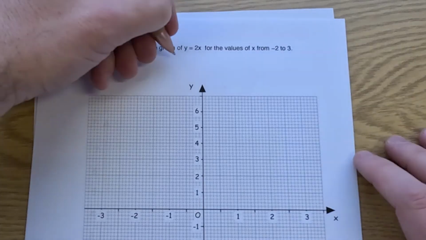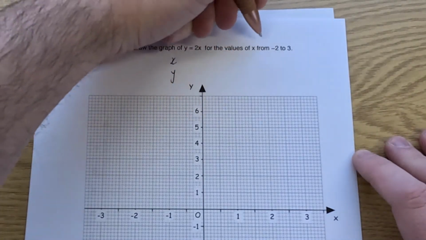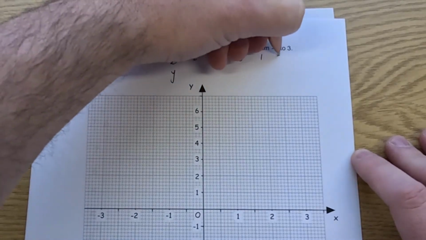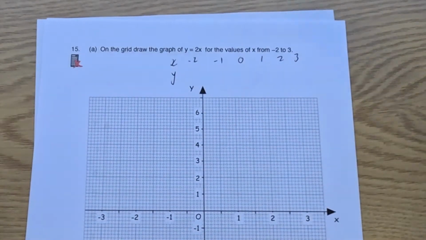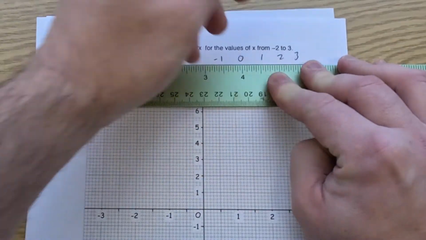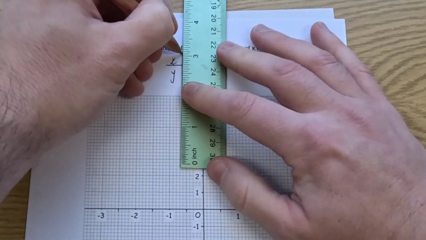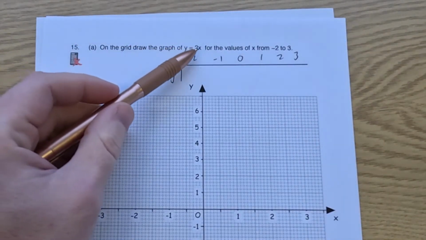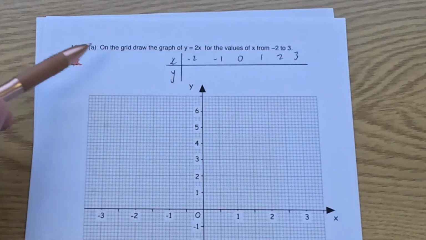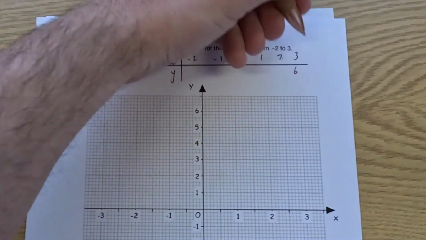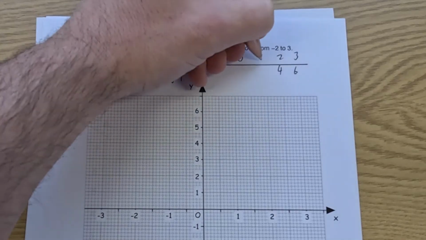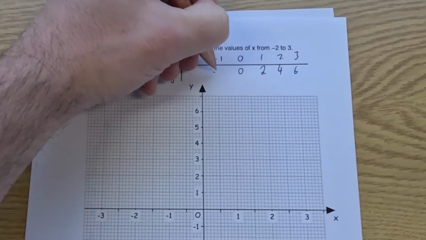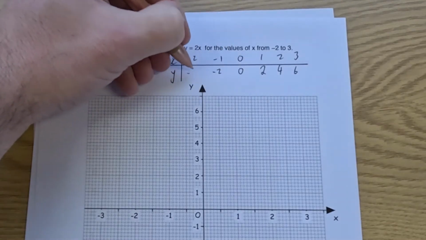Alternatively, we could do an xy table, so x and y. We want to choose values of x from negative 2 to 3, so negative 2, negative 1, 0, 1, 2, 3. So that's our xy table. I'm just going to get a ruler and draw a line like so, and like so. So to find the y coordinate, we're going to multiply the x coordinate by 2. So we're going to multiply all these numbers by 2. So 2 times 3 is 6, 2 times 2 is 4, 2 times 1 is 2, 2 times 0 is 0, 2 times negative 1 is negative 2, and 2 times negative 2 is negative 4.